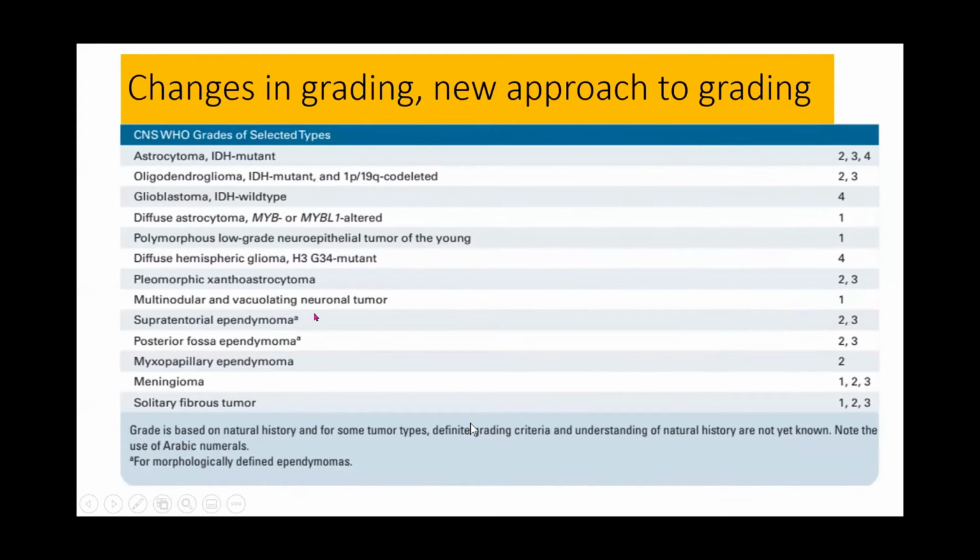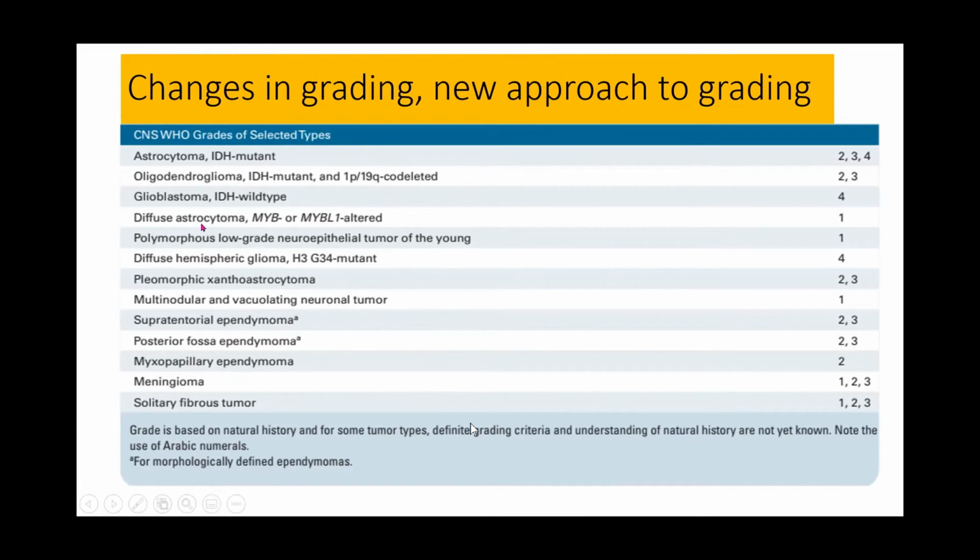Here is a change in the grading of WHO CNS tumors in the new WHO. Like I said earlier, now all the grading is done within a tumor type. You do not call every entity, or give it its own grade. So it's easier to grade CNS tumors now.